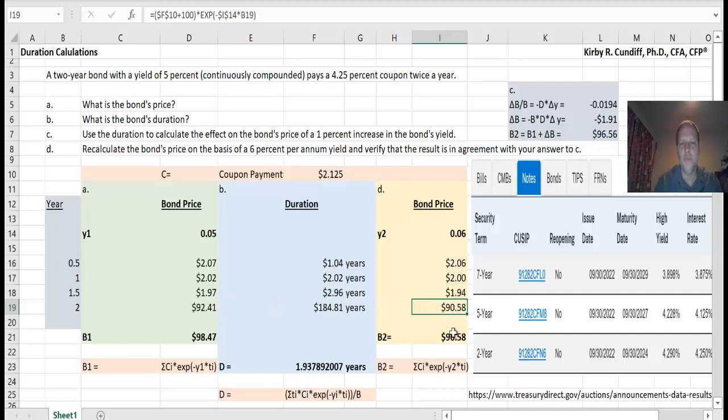Now we sum all of these terms and we get our bond's price, our final bond's price after interest rates have gone up to 6%, of $96.58. So our duration calculation approximation here is 2 cents less than the exact result, and the difference between those two is due to the convexity term.